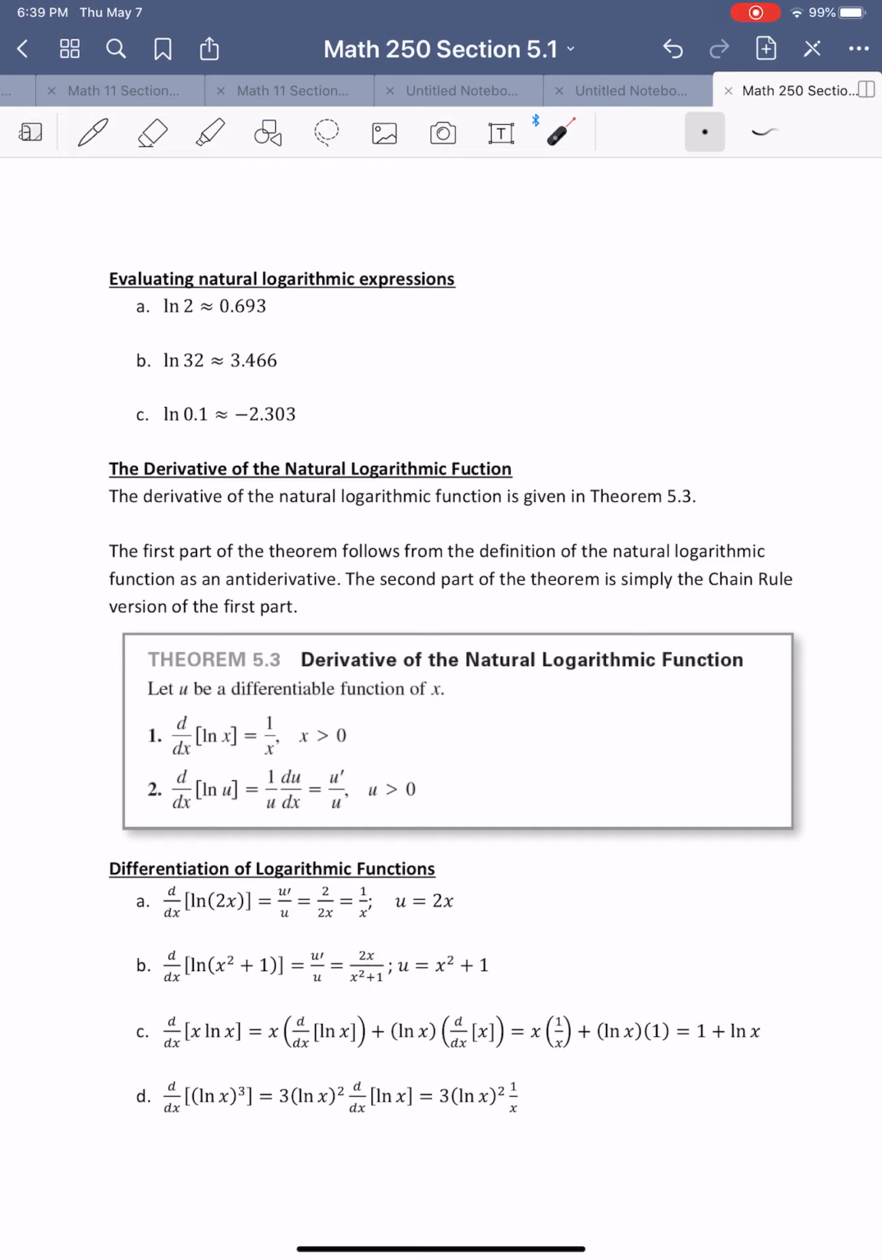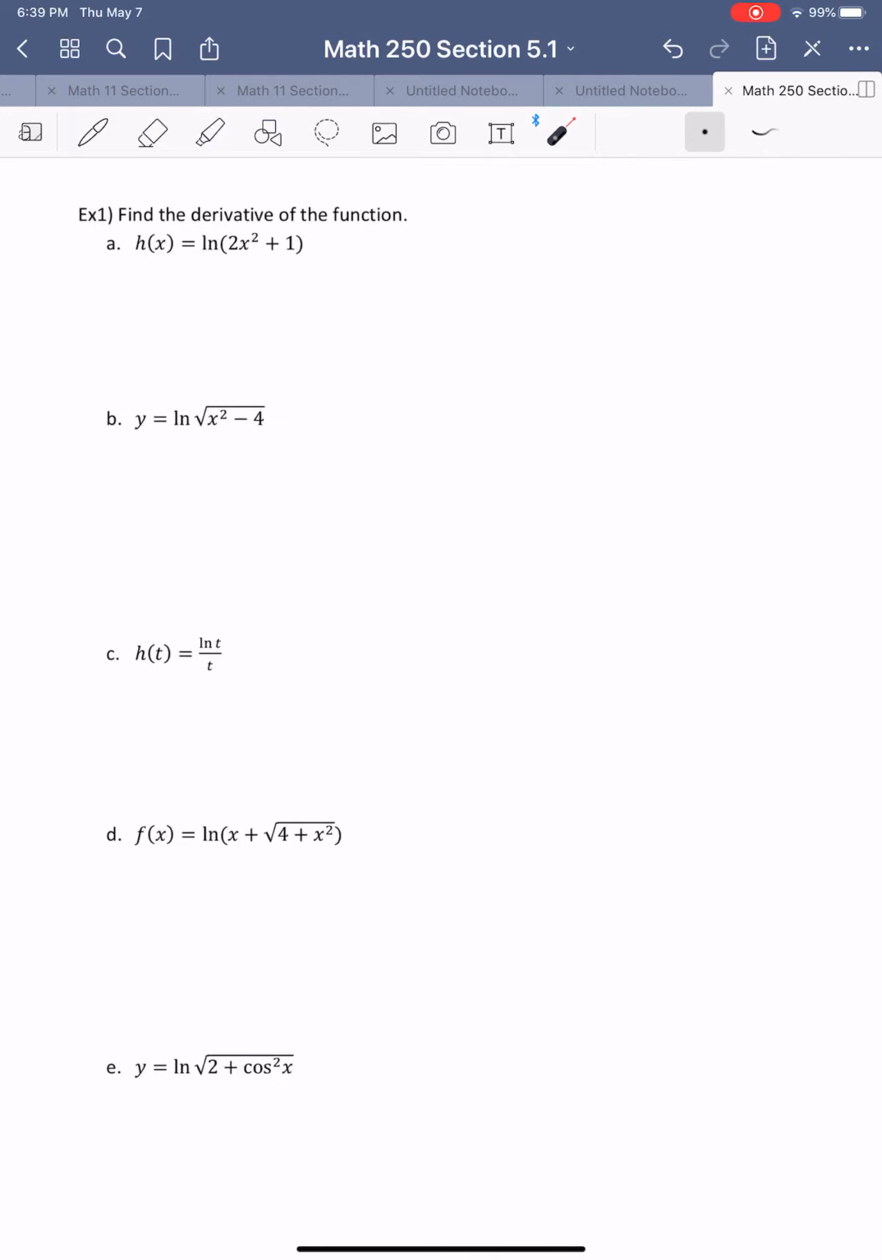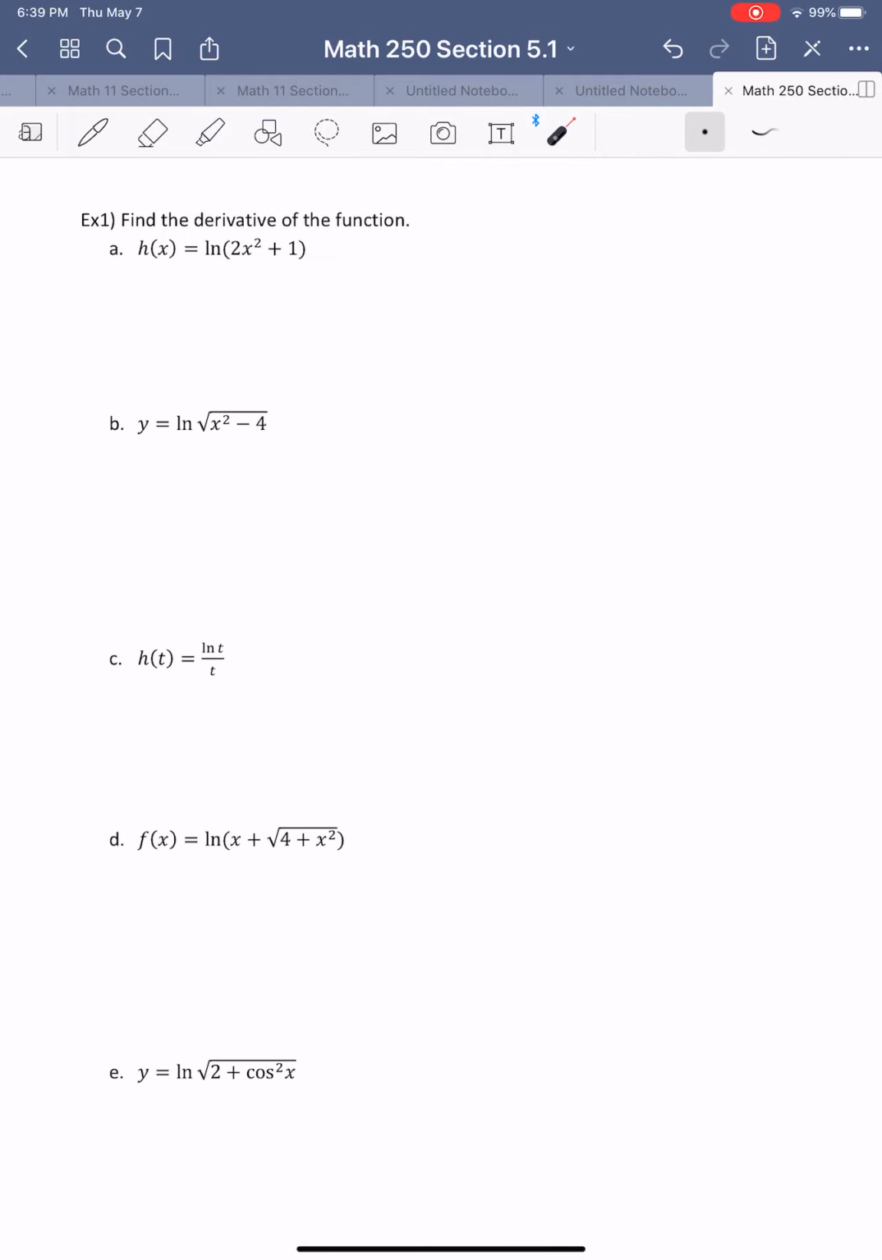d dx of x ln x, you can treat it as x times d dx of ln x, and then use the product rule, right? And then ln x and d dx of x, and then you can simplify from here. And then you can use the power rule, so pull out the 3, and then ln x squared, and also you need to use the chain rule to differentiate the ln x too, which is what we got here. Alright, so now let's look at the example.